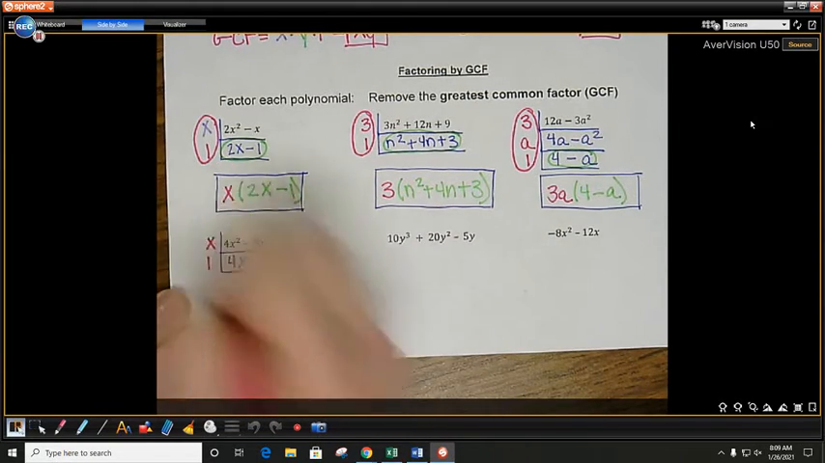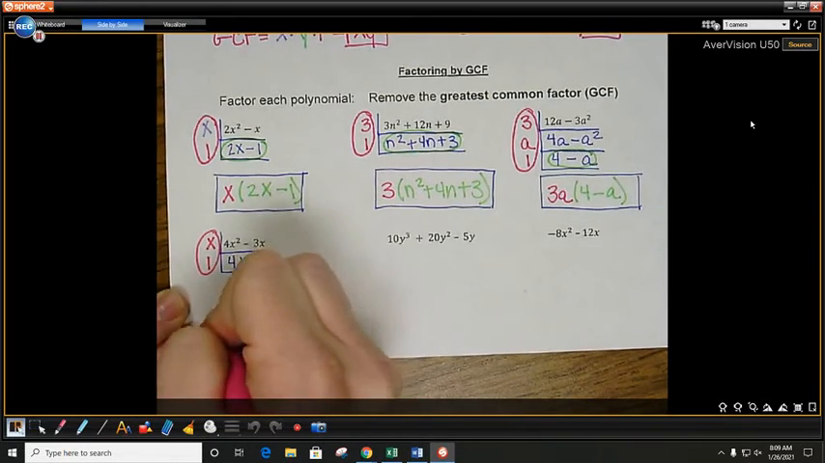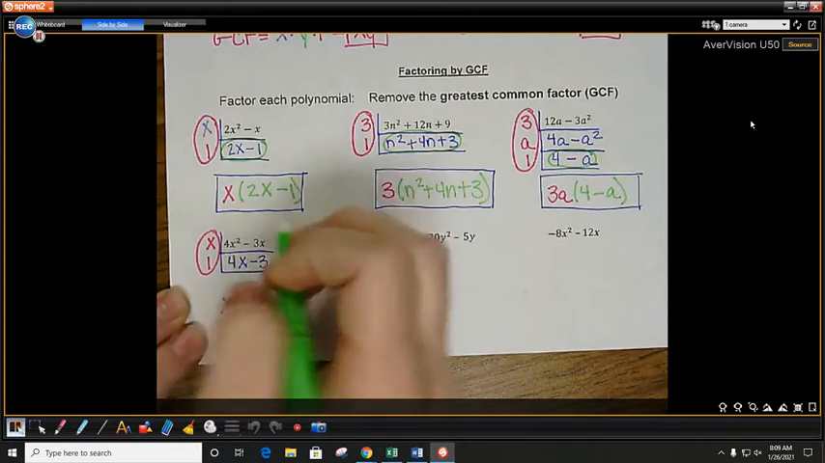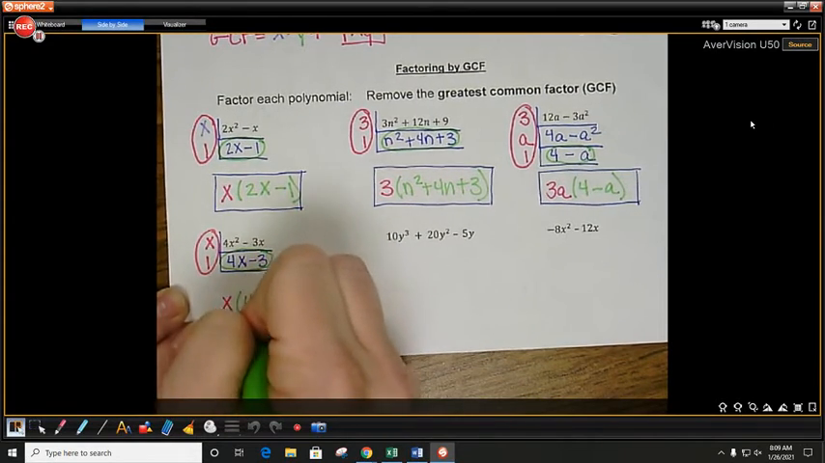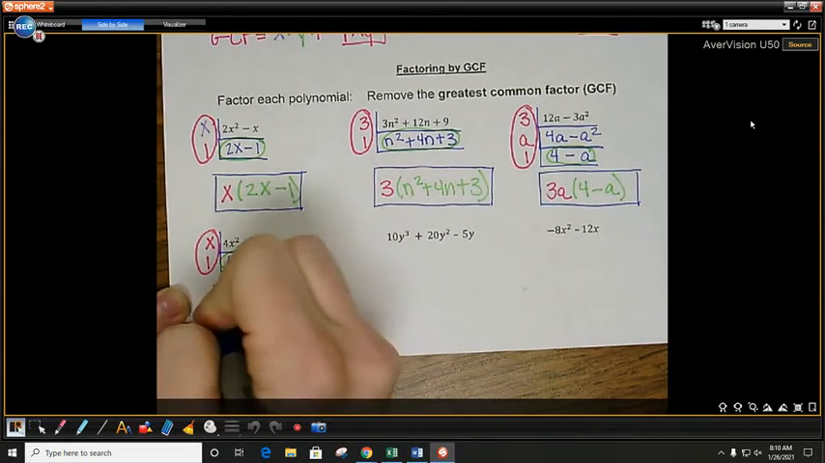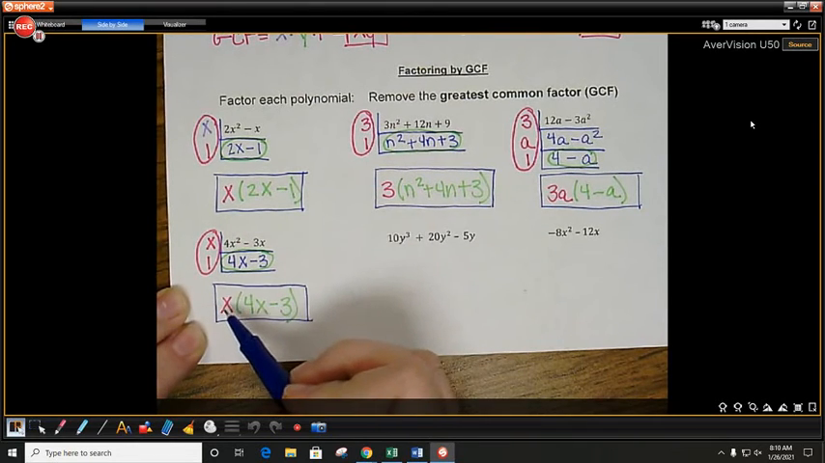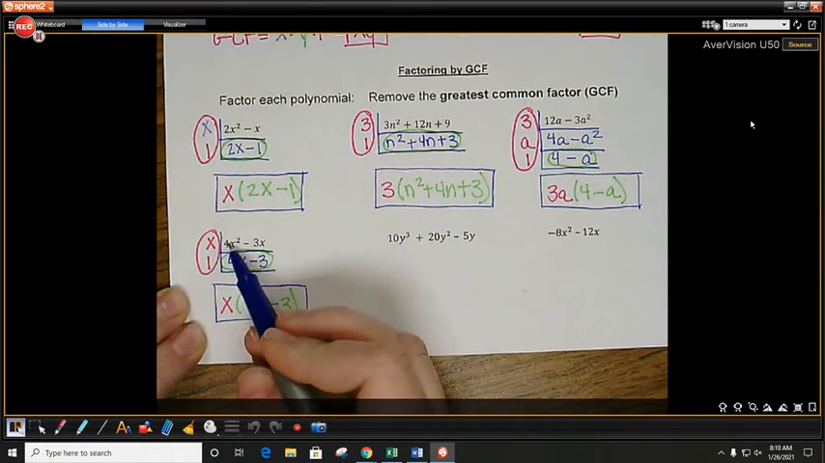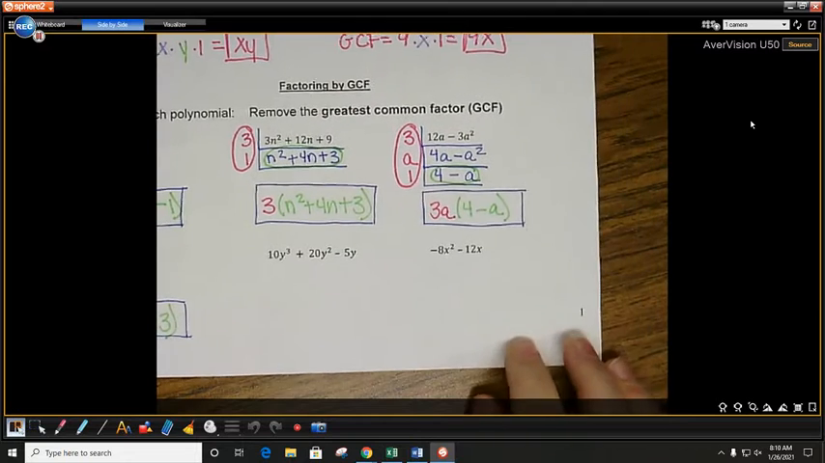The only common factor is 1. So my GCF is x, because x times 1 is just x. And then 4x minus 3, the last row of your upside down division, and then we're going to check ourselves. Okay, x times 4x is 4x squared. X times negative 3 is negative 3x. So we worked out. We got the right answer.